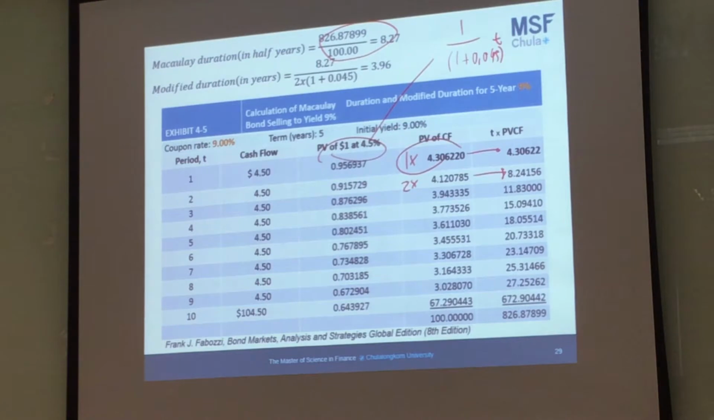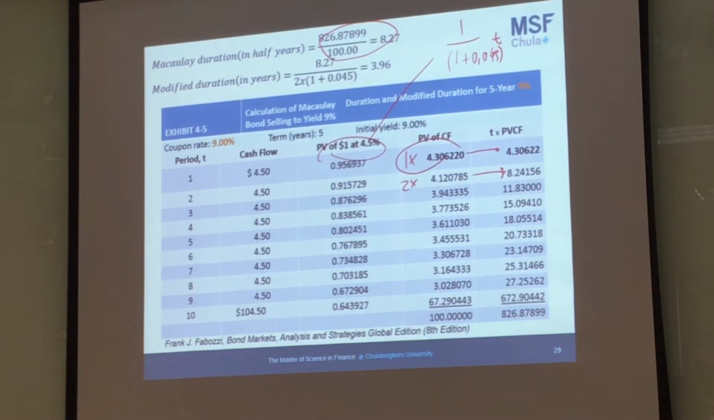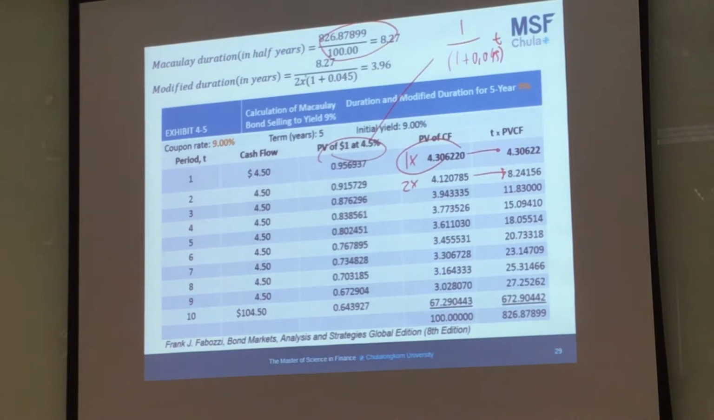And as I mentioned, because this bond pays the coupon every 6 months, the unit is half year. In order to get the duration in year, you have to divide by 2. Okay, these two steps convert the duration from half year to a year.